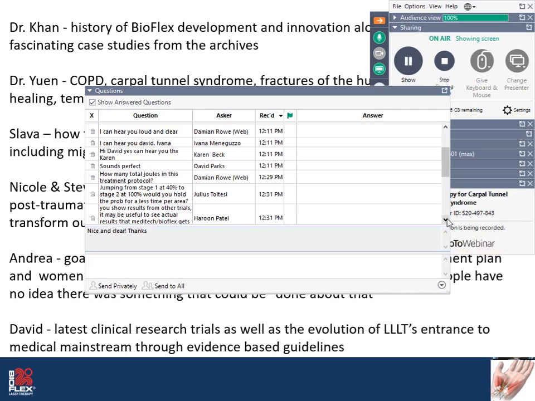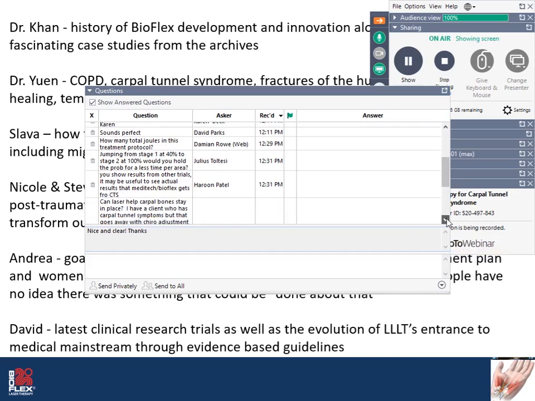Another question here from Julius: jumping from stage 1 at 40% to stage 2 at 100%, would you hold the probe for less time per area? No, I would still hold for the same amount of time. Remember that you can fluctuate the time that you hold. If you're finding that the patient isn't doing as well at a few seconds, increase it by 1 or 2 seconds each time you treat. But what you don't want to do is hold it for too long because you may be overdosing, at which point the results won't be as good.